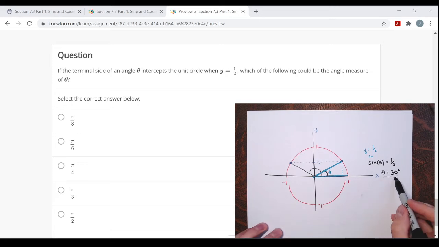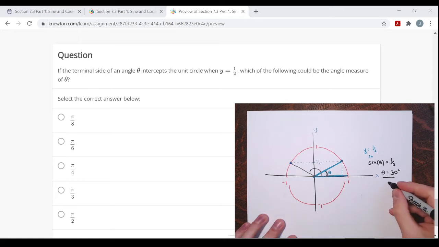So just the 30-degree angle. Now notice our choices are all in radians, right? They're not in degrees. Remember, 30 degrees is the same as pi divided by 6 radians. All right. So the sine of a pi over 6 radian angle would be a half.